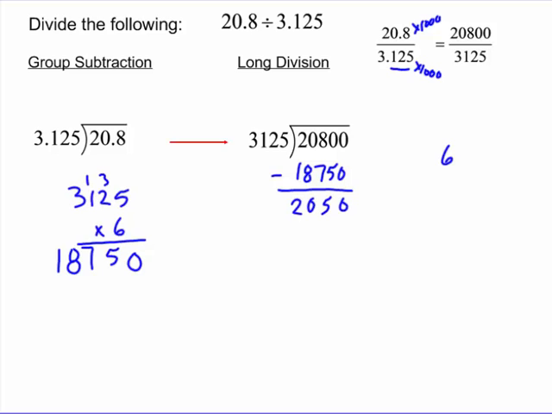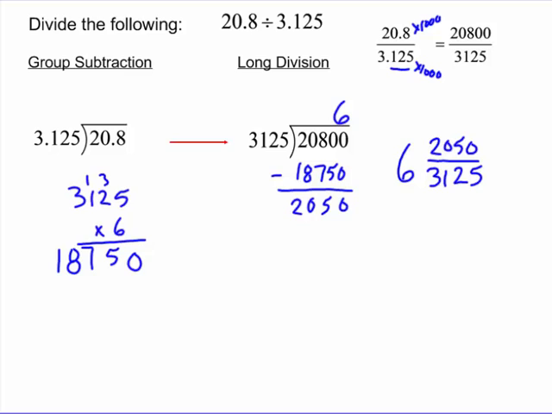And you'll see that I don't have enough to subtract another group of 3,125. So I have 6 whole groups. I'm going to get rid of the 6 here. 6 whole groups of 3,125 fit into 20,800. And I have 2,050 as a remainder out of the needed 3,125.